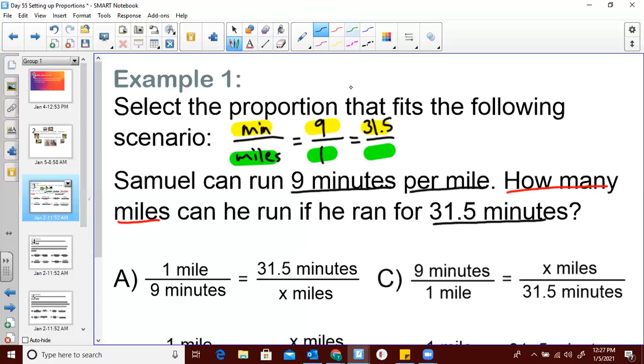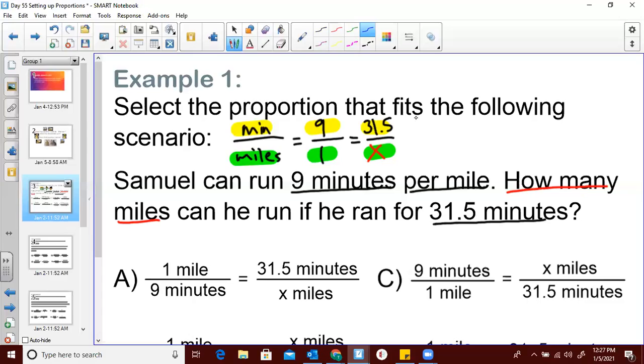Now let's look for what it's asking. It's asking how many miles. Well, I don't know how many miles, so I'm going to use a variable, X. All right, just remember, wherever you put minutes, it has to be consistent. And you'll see why when we do this one.